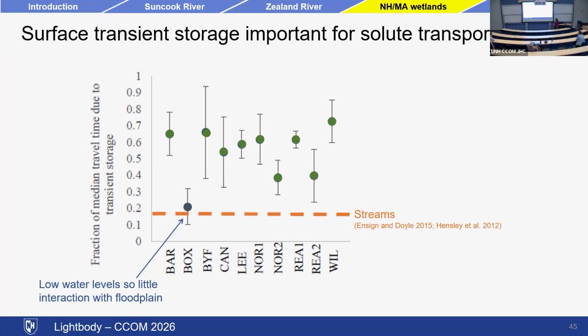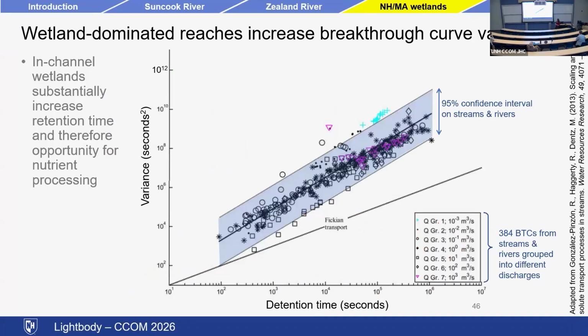The one exception to that was a study that we did during a drought, which was so dry that it was not able to access the off-channel areas. And so it really was behaving more like a stream channel than a wetland channel. And in addition, not only did the mean residence time increase, but also the variance of the distribution increased.